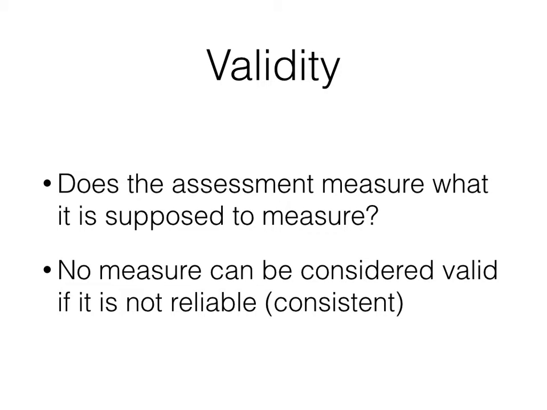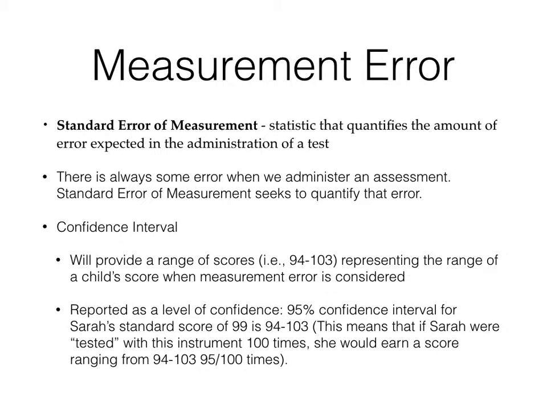So the technical property of validity, again, refers to whether or not the assessment measures what it's supposed to be measured. And remember that validity does not exist in the absence of reliability. So something can be reliable without being valid, but validity and reliability always must go together. So if a test is valid, it is also reliable. But validity refers to if the assessment measures what it is supposed to measure.